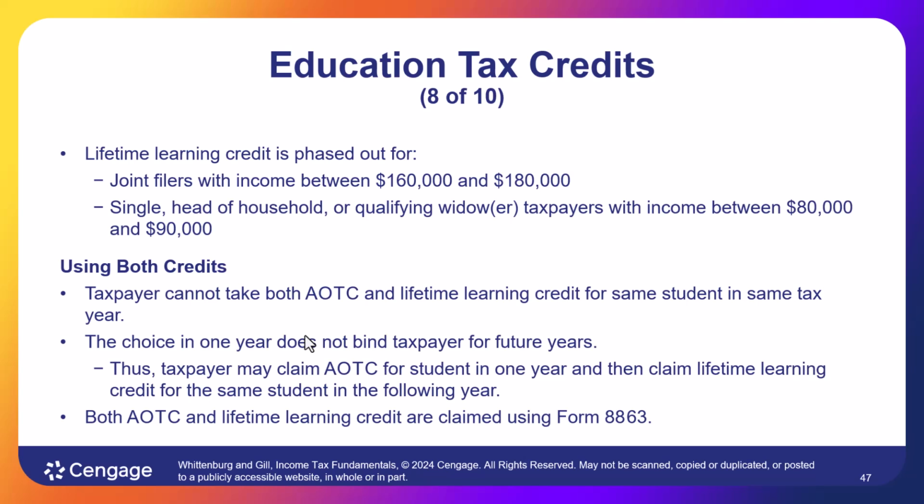You cannot use both credits on the same student for the same year and same expenses, but you could take an AOTC for one student and the taxpayer themselves went to graduate school and take it. So you can take them, and they're all filed on Form 8863, which we will do in class.